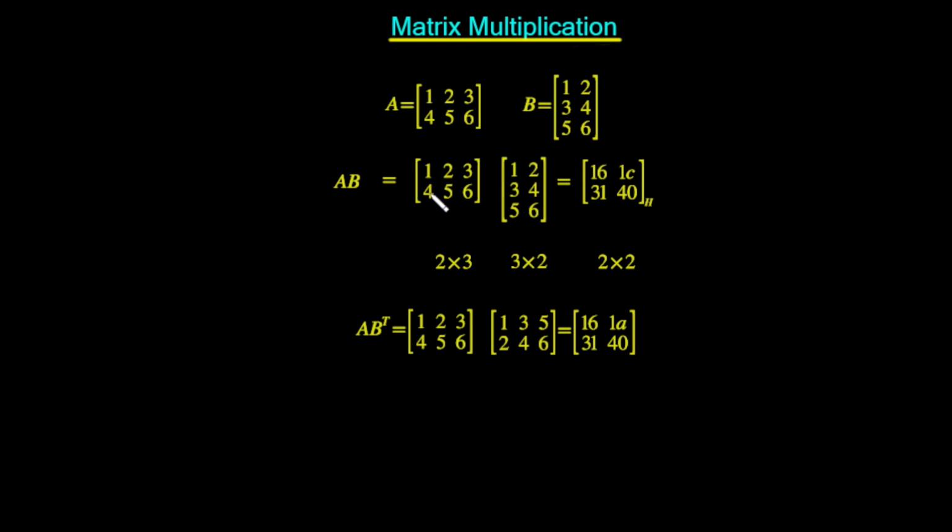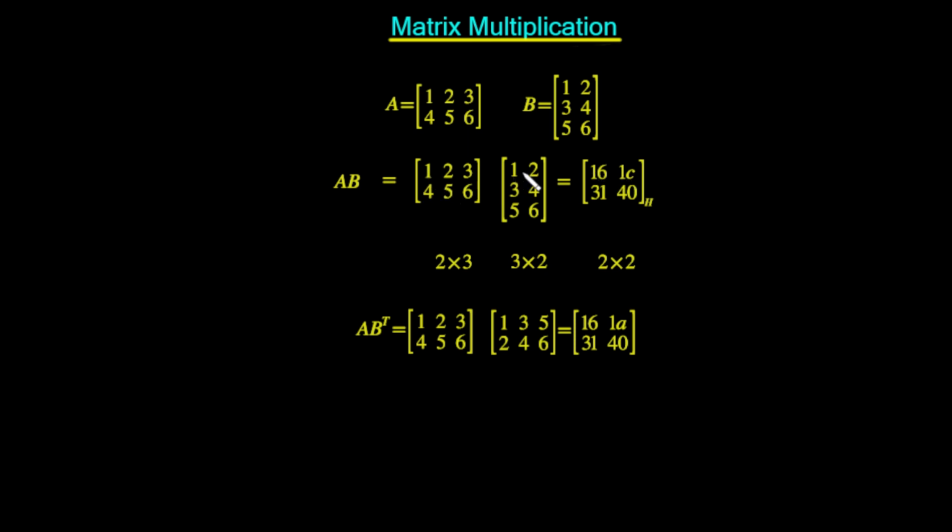And then we move down to the next row. This row will multiply this column, and this row will multiply this column. And we get the results, and we place them in this position here, and then this position, and this position, and then in this position. So let's just talk through the very first one here.